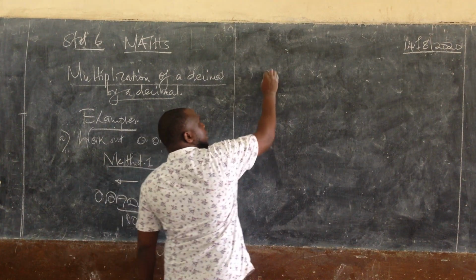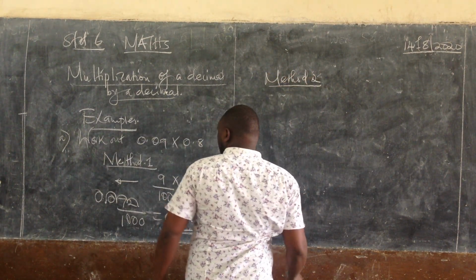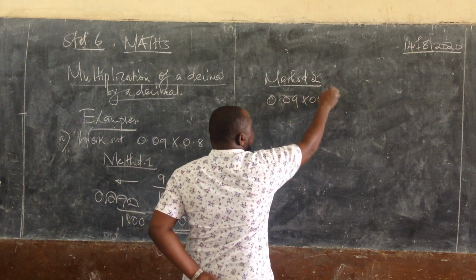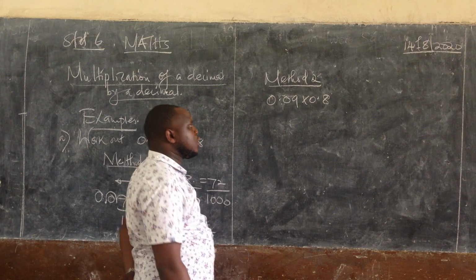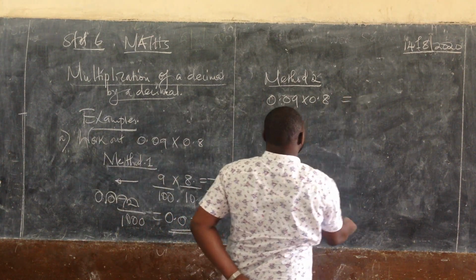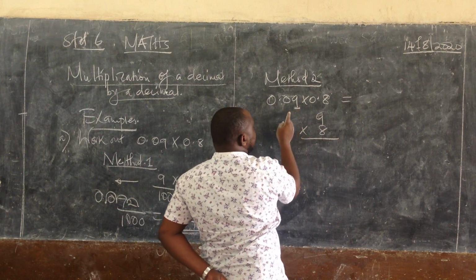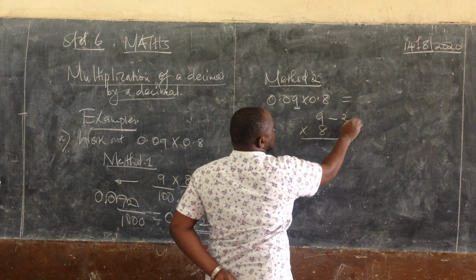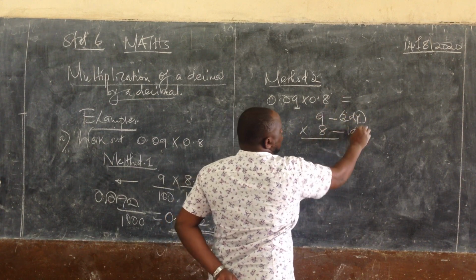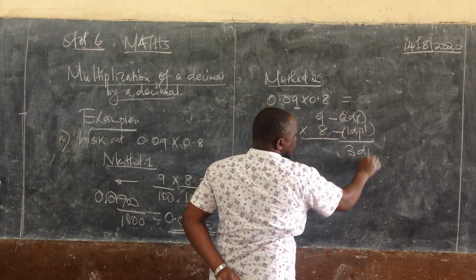Method number 2, Lana. You have 0.09 times 0.8. You know what I say? Multiply the numbers. 9 times 8 is 72. But in this case, it's 9 times 8, whereby the 9 has how many decimal places? 1, 2. So 2 decimal places. And then the 8 has how many? 1 decimal place. Add them together. 2 plus 1, you get 3 decimal places.